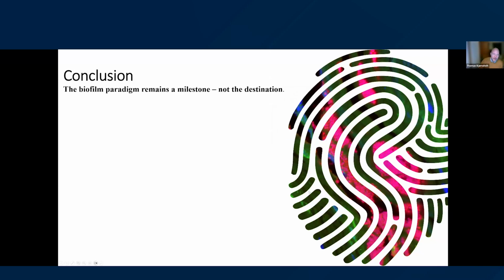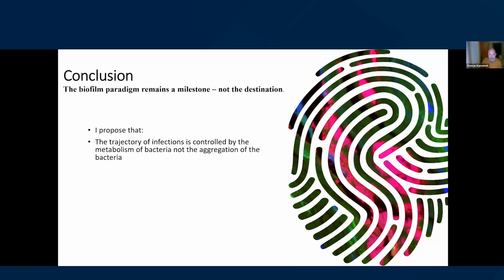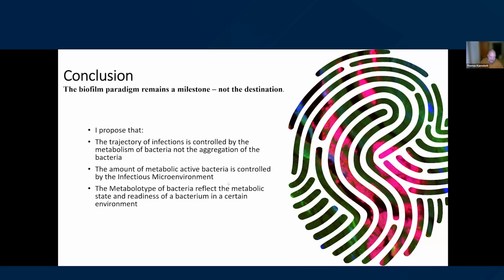As a conclusion, I think the biofilm paradigm remains a milestone, but not a destination. We have to move on, and I propose that the trajectory of infections is controlled by the metabolism of bacteria, not the aggregation of bacteria. Also, the amount of metabolically active bacteria is controlled by the infectious microenvironment, and the metabolotype of bacteria reflects metabolic state and readiness of bacteria in a certain environment.